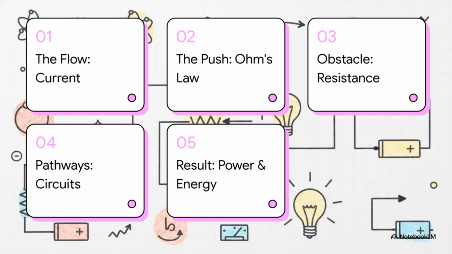We're going to master this topic in 5 simple steps. First, the flow, which is electric current. Second, the push, that's Ohm's law. Third, the obstacle, or resistance. Fourth, the pathways, covering circuit types. And finally, the result, which is power, energy, and heat.